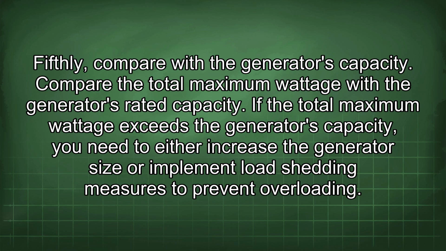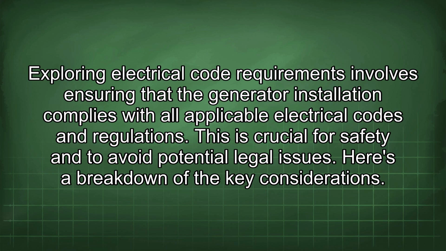If the total maximum wattage exceeds the generator's capacity, you need to either increase the generator size or implement load shedding measures to prevent overloading. Exploring electrical code requirements involves ensuring that the generator installation complies with all applicable electrical codes and regulations. This is crucial for safety and to avoid potential legal issues. Here is a breakdown of the key considerations.